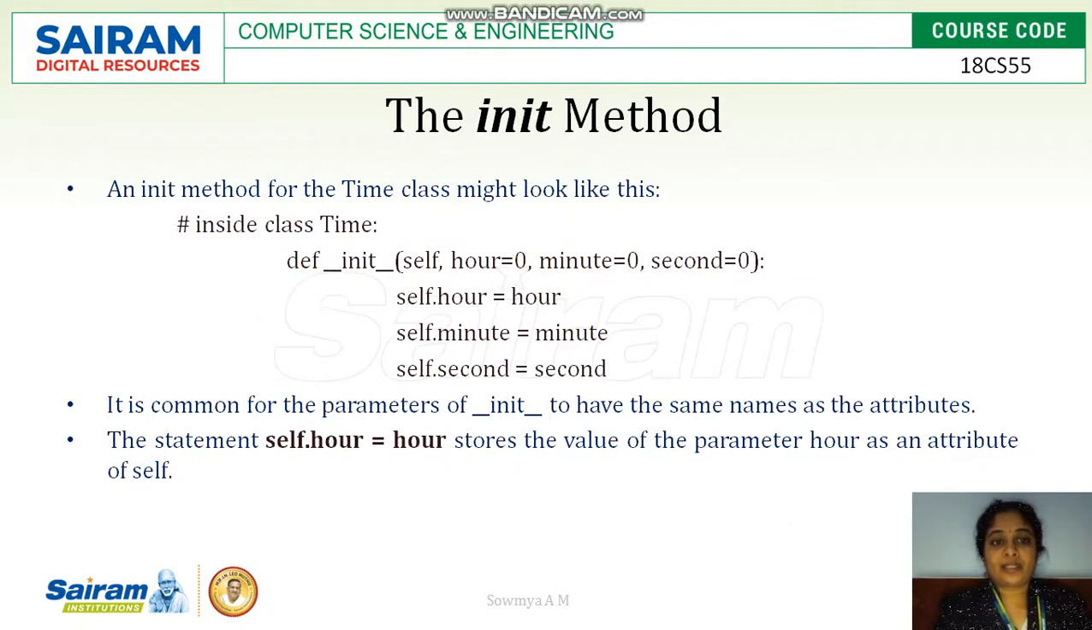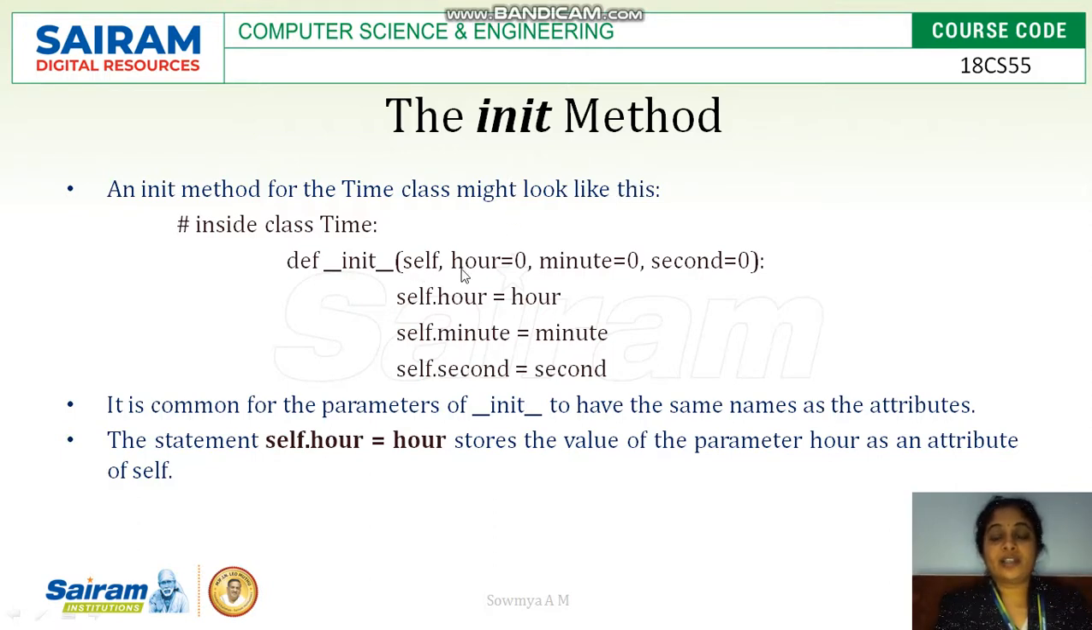So for the init method, we'll see an example with the class Time. Inside the class Time we have to write init because it is not a function, it is a method, so we have to follow the procedure. A method should be written inside the class. Inside the init method we can make self variables for every object. So here def underscore underscore init underscore underscore. This is how the syntax of the init method should be.